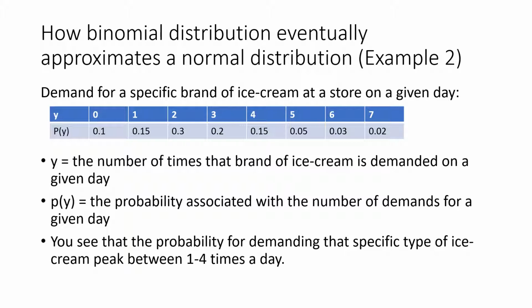Let's say we record the demand for a specific brand of ice cream at a particular store on a given day. Here, Y represents the number of times that the brand of ice cream is demanded on a given day. P(Y) is the probability associated with the number of demands for a given day. As you can see, the probability for demanding that specific type of ice cream peaks between 1 to 4 times a day.